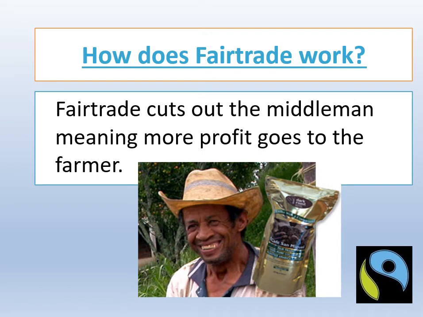So this picture here, you've got a gentleman in South America who's doing coffee beans. Instead of working for somebody but doing all the work himself, and then that person getting paid an awful lot more than the farmer does, the farmer is getting paid the proper price for the product that he and his family are producing.